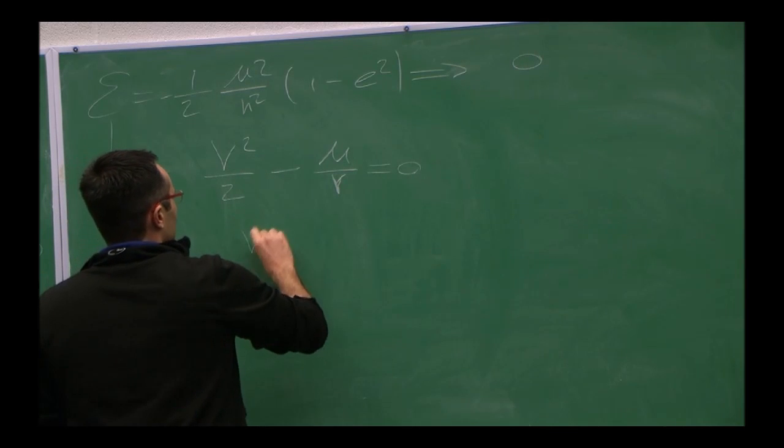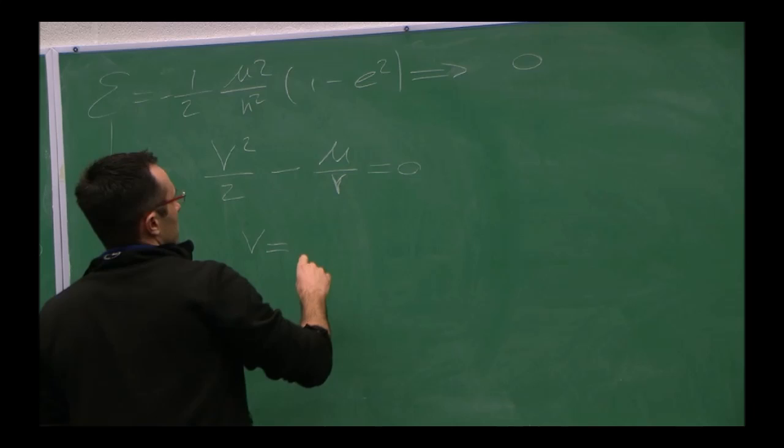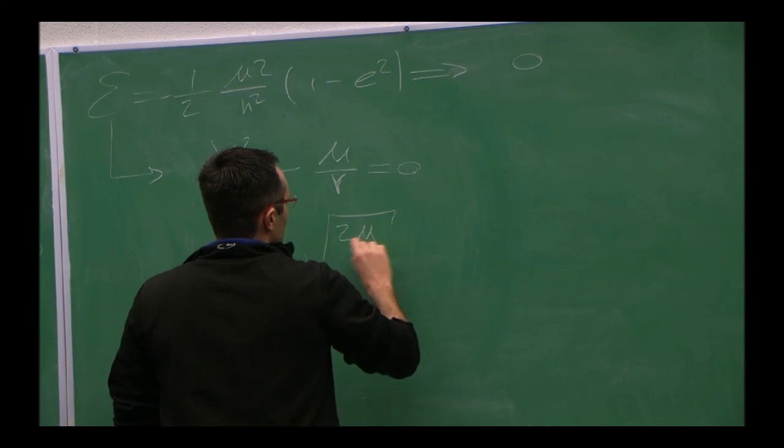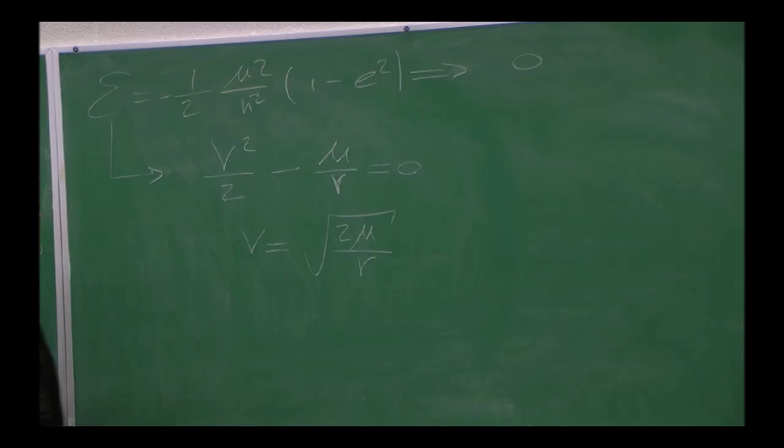So what this means is that the velocity at each point of the trajectory is what? Is the square root of 2 mu over r. This is always true. So it doesn't matter where you are, that relationship holds. It doesn't matter if you are at this r here or at this other position here, that is always true. And what happens when you go to infinity? It goes to 0, right?